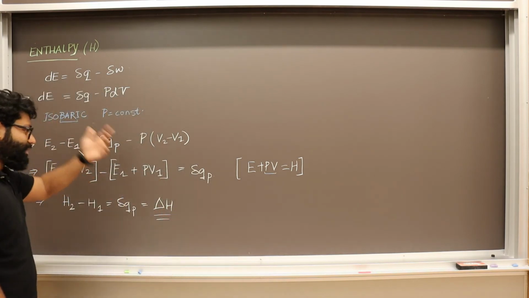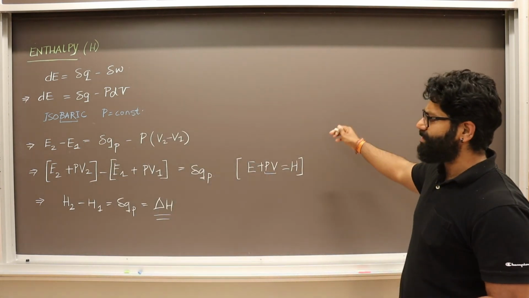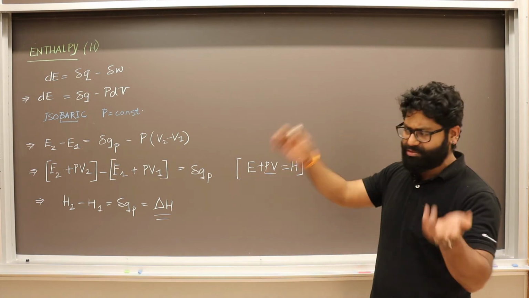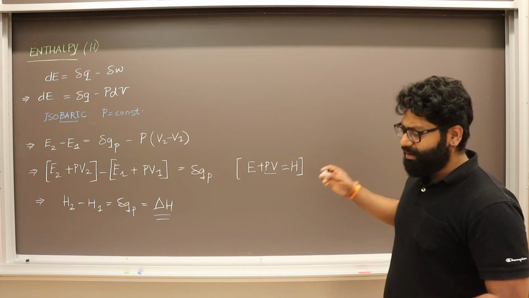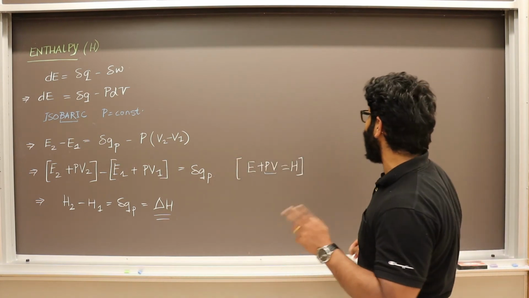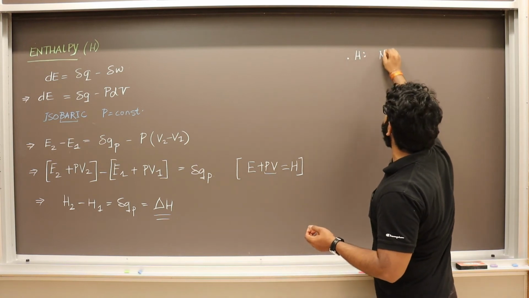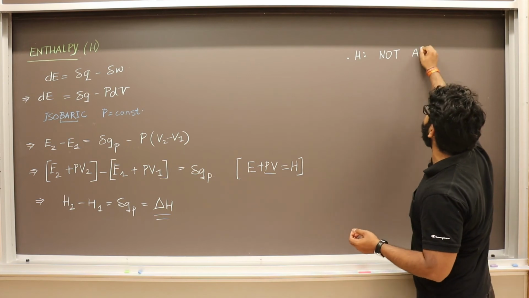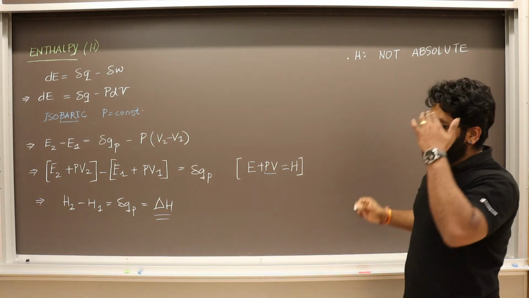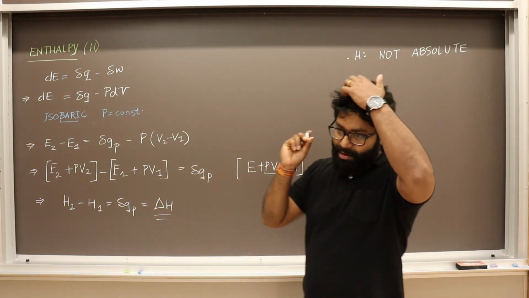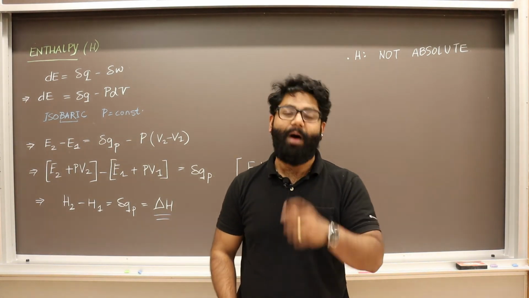A few points about enthalpy. I'm just quickly going through these because I have dealt with this in detail in other videos. If you want, you can go there and try to understand it better. But in here, the thing you have to absolutely understand is that this is not an absolute quantity. What is the meaning of not absolute? It means that you cannot physically calculate the exact amount of enthalpy in any body.